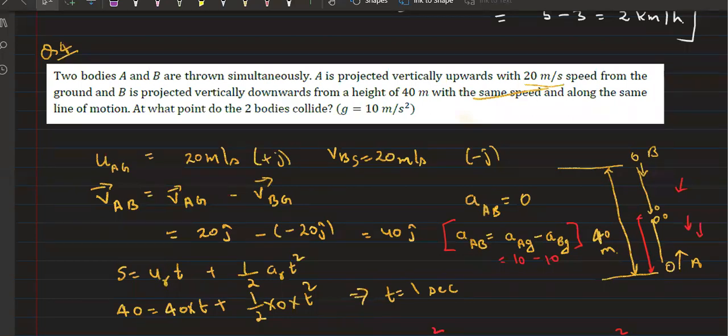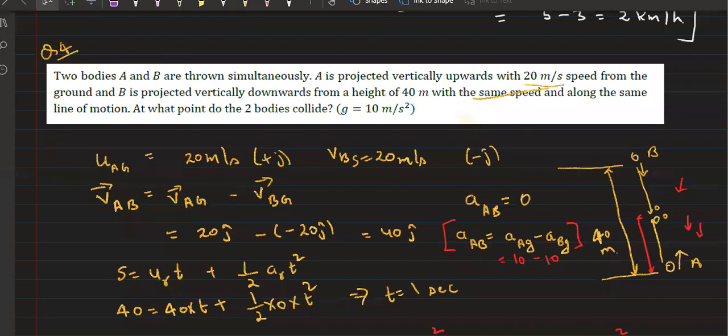Prahlad, read the problem. What is being asked? Just read the problem first. You are asked to find the point at which they will collide. Yes or no? Tell me. So obviously, if they will collide after 1 second, there must be some distance covered by A in 1 second, right? And there must be some distance covered by B.